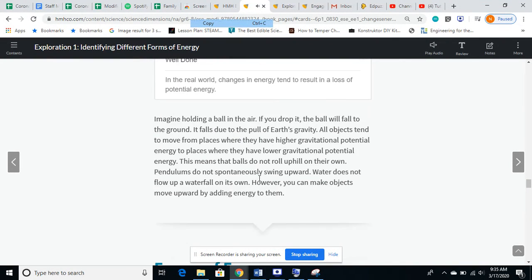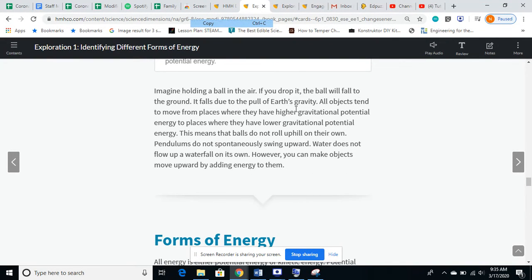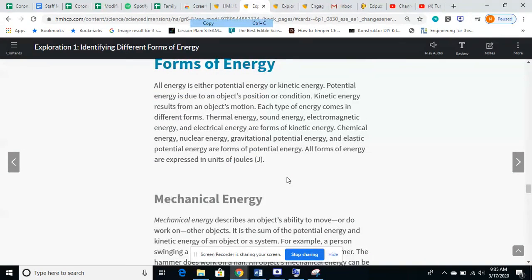Imagine holding a ball in the air. If you drop it, the ball will fall to the ground. It falls due to the pull of Earth's gravity. All objects tend to move from places where they have high gravitational potential energy to places where they have low gravitational potential energy. This means that balls do not roll uphill on their own. Pendulums do not spontaneously swing upward. Water does not flow up a waterfall on its own. However, you can make objects move upward by adding energy to them.